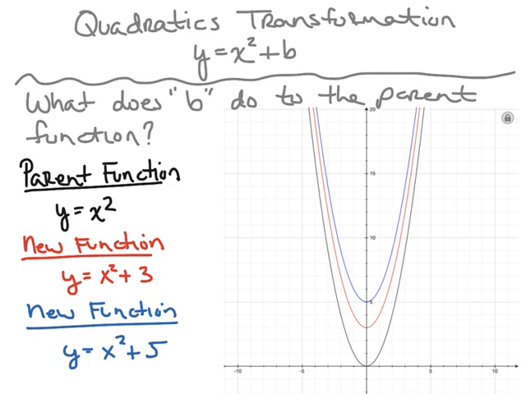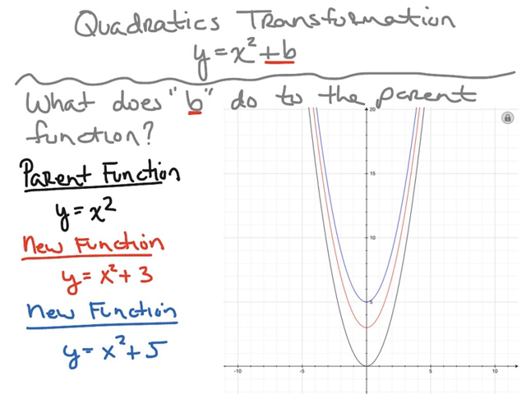Alright, we're going to continue looking at transformations on our quadratic. Earlier we saw that a, the number in front of the x squared, would either stretch our graph vertically or compress our graph vertically. Now what we're going to do is look at the value of b and find out what b does to our parent function.